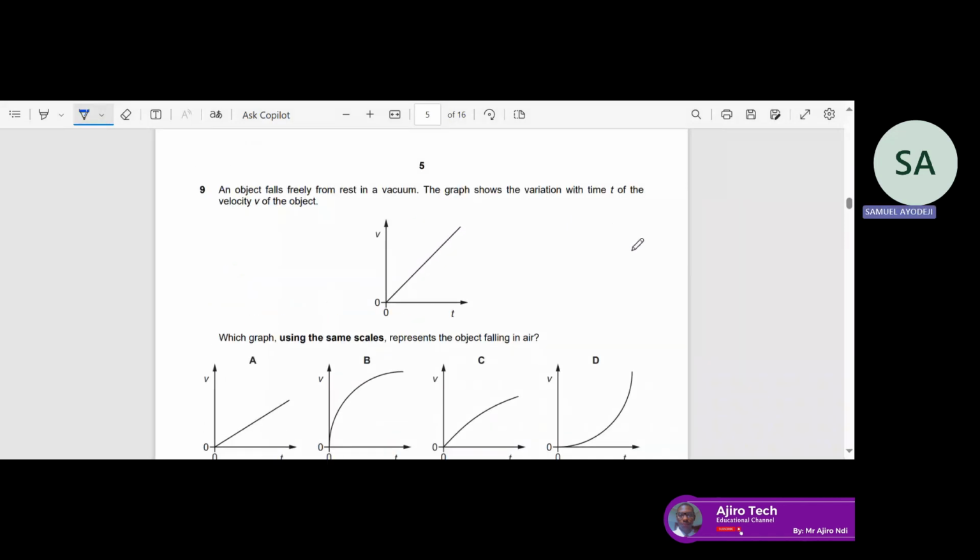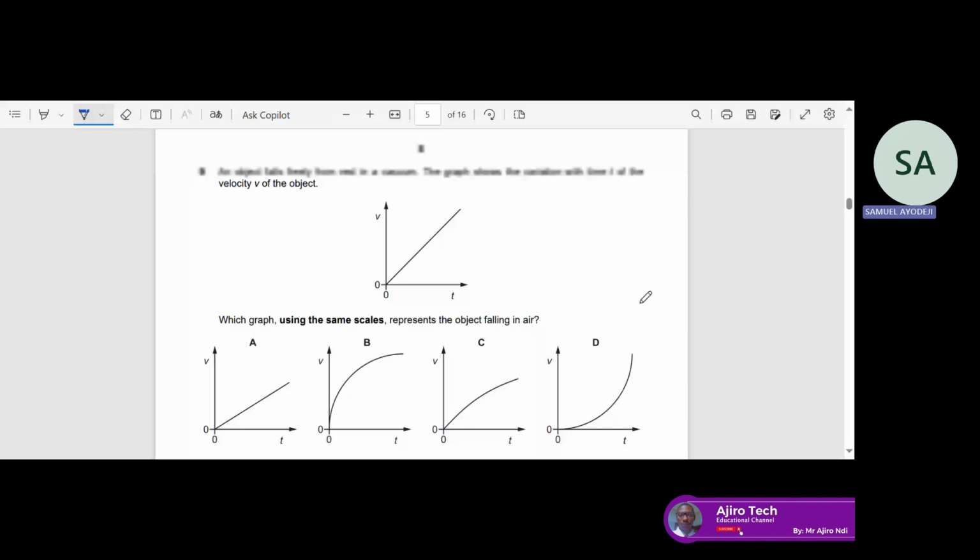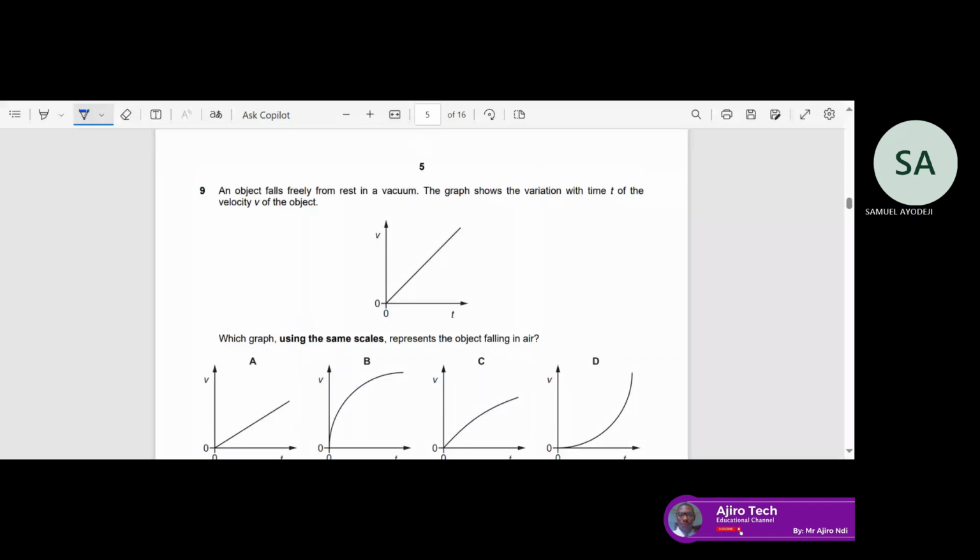So what's the graph against t? You have an object falling. In a vacuum means there is no air, so no air resistance.